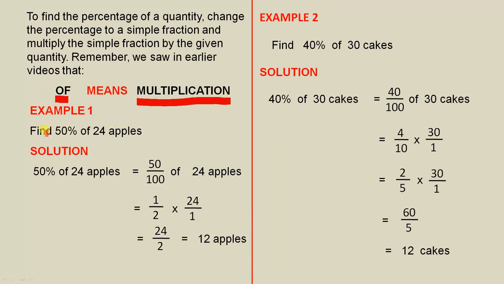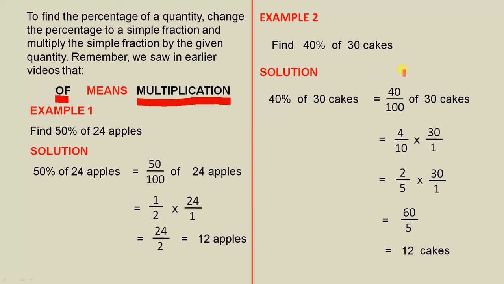Example 1. Find 50% of 24 apples. The solution: 50% of 24 apples equals 50 over 100, because that's what 50% means, of 24 apples. 50 over 100, when we simplify it, is a half, because 50 into 50 goes once, and 50 into 100 goes twice. So we've divided top and bottom by 50. Of means multiplication, and there's your 24. 1 times 24 is 24. 2 ones are 2. 2 divided into 24 is 12. So 50% of 24 apples is 12 apples.